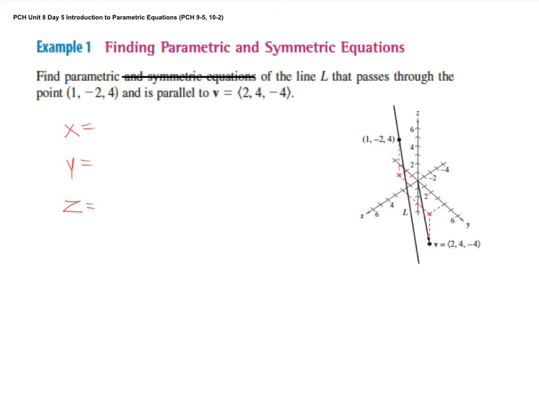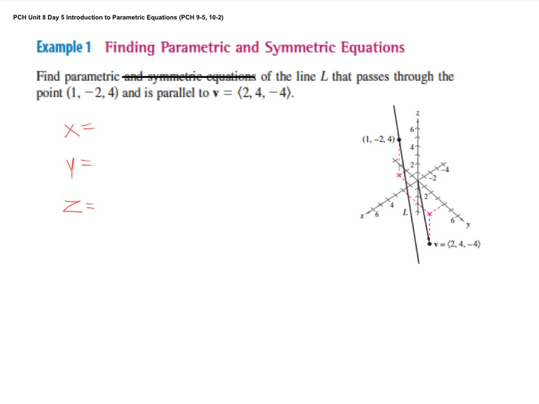Why do we use this formula with something plus something? Well, because that x, y, and z in the equation there is the x, y, z when t is 0.